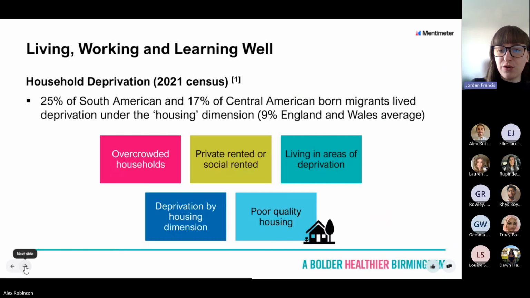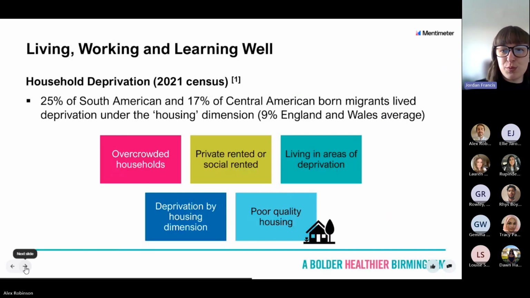But there were also several other metrics of housing deprivation that were measured among the Latin American population that can be seen on screen. In terms of overcrowded households, we do see this reflected within our population groups: 19% of the South American born and 10% of the Central American born population in England and Wales lived in an overcrowded household, compared to only 6% of UK-born households.